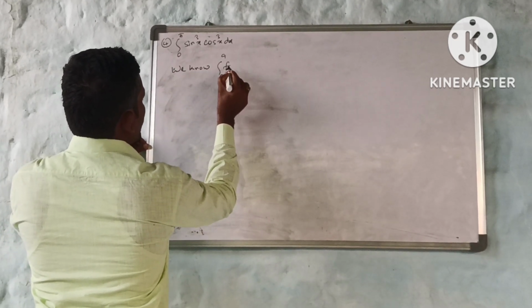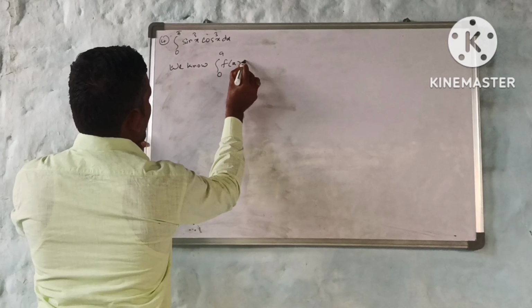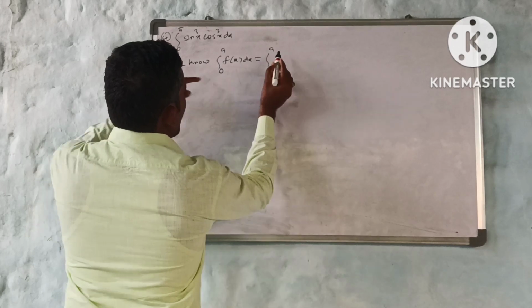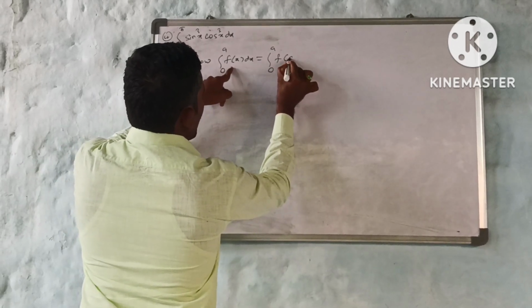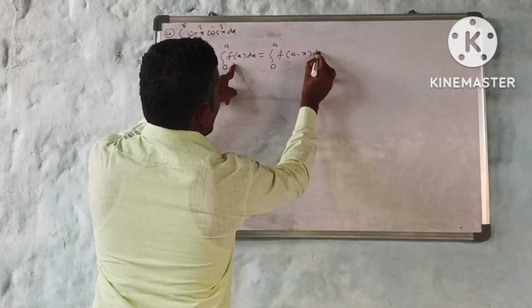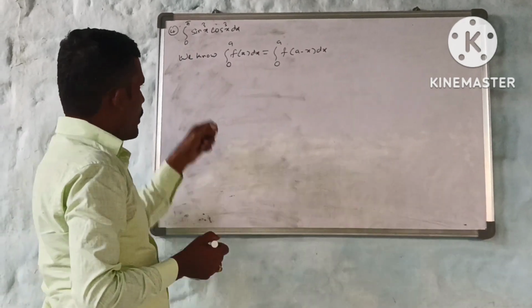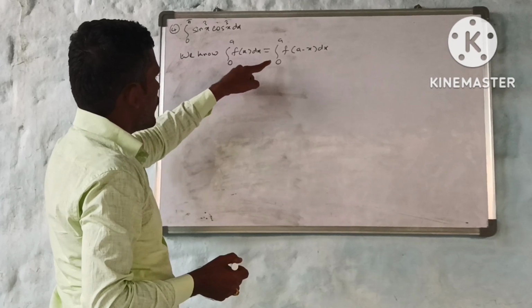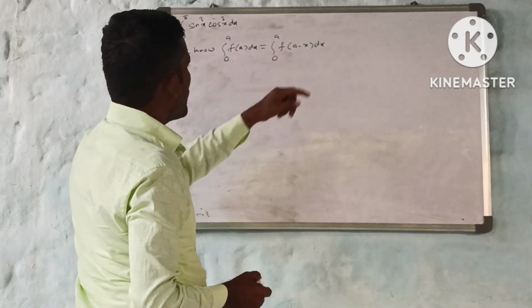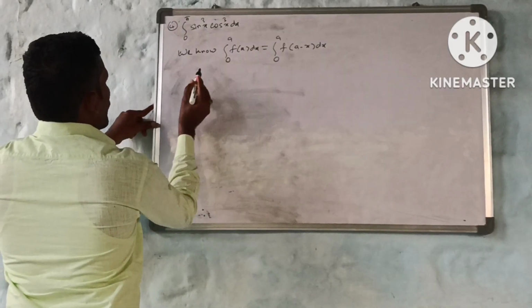Integration 0 to a of f of x dx can be written as integration 0 to a of f of a minus x dx. So 0 to a f of x is nothing but 0 to a f of a minus x. That's why first I am taking what is given here.